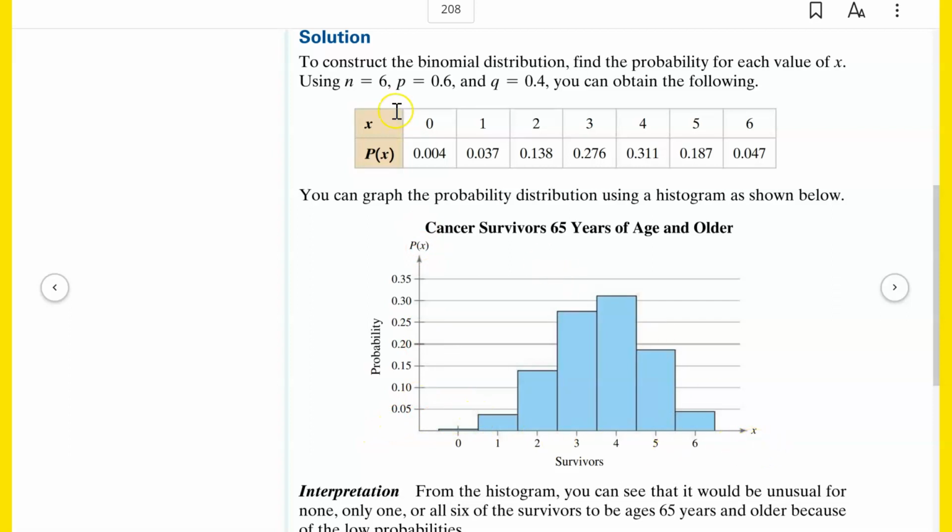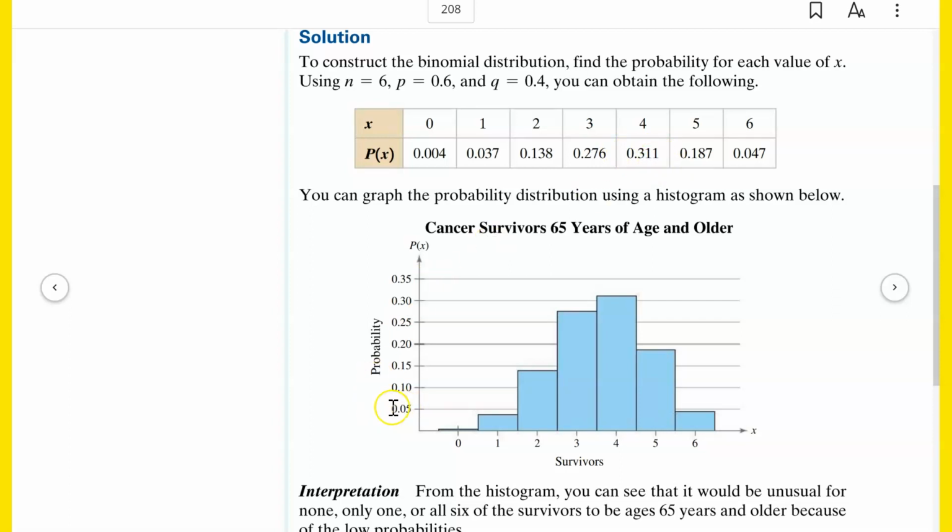Notice that the x-axis is the x value. It's all the possibilities. So in this case, 0, 1, 2, 3, 4, 5, or 6. So just put 0, 1, 2, 3, 4, 5, or 6 on the x-axis here. And notice that the y-axis is the probabilities for those possibilities. So notice that the probabilities here, the highest it gets is 0.311.